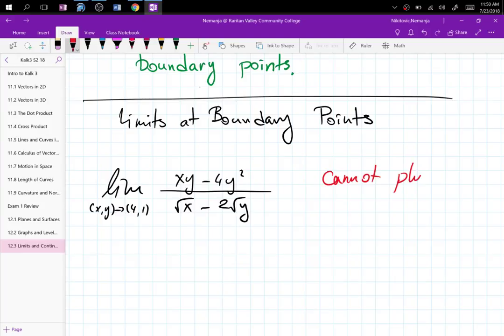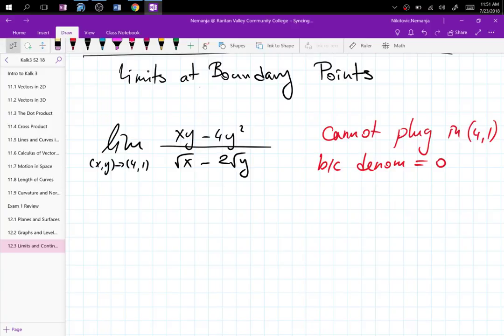Cannot plug in 4, 1, because the denominator equals 0. And that's an issue. So anytime, I don't care, calculus 1, calculus 3, calculus 17, whatever you have, anytime your denominator equals 0 when you plug in a value, that method doesn't work. So you have to figure out some other stuff.